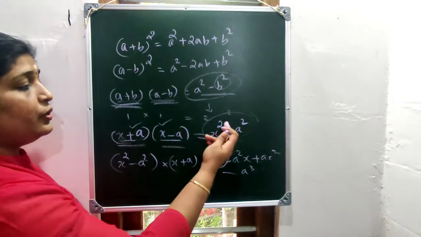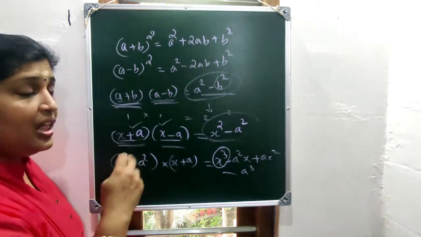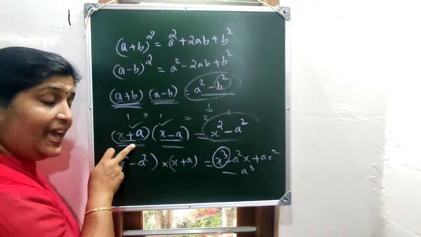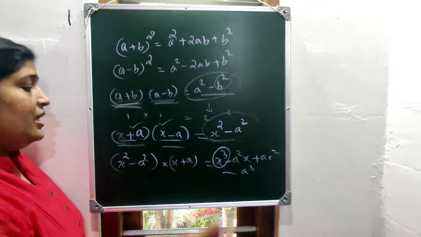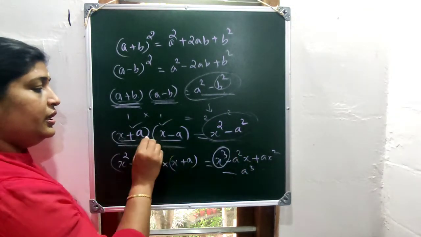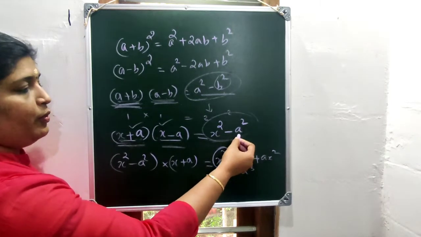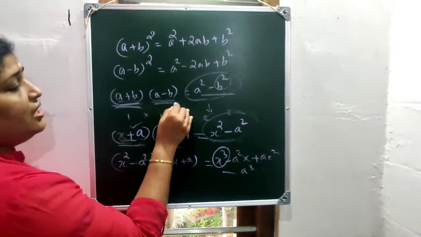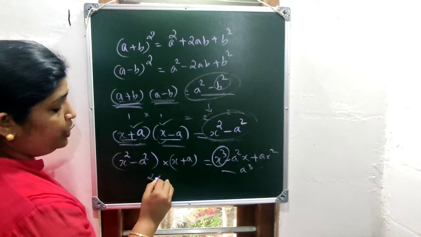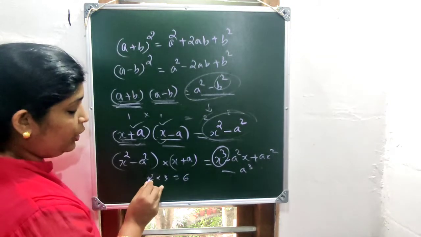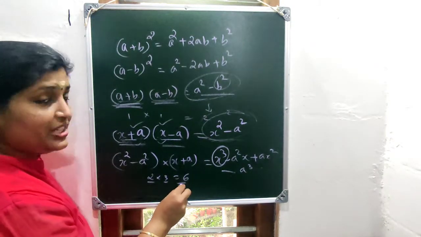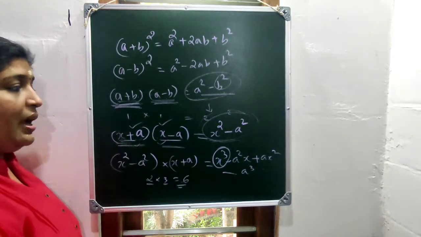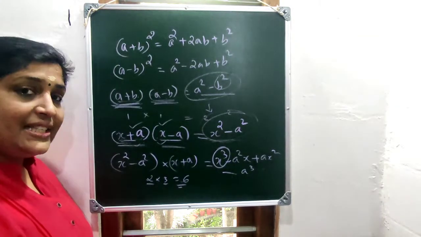Okay, so which are the factors of the polynomial x square minus a square? Yes, the factors of the polynomial x square minus a square are x plus a and x minus a. That is, these two multiplied together give this polynomial, so these two are called the factors of this polynomial, right? See, 2 into 3 is equal to 6. We can call this 2 and 3 the factors of 6. Similarly, x plus a into x minus a is equal to x square minus a square.